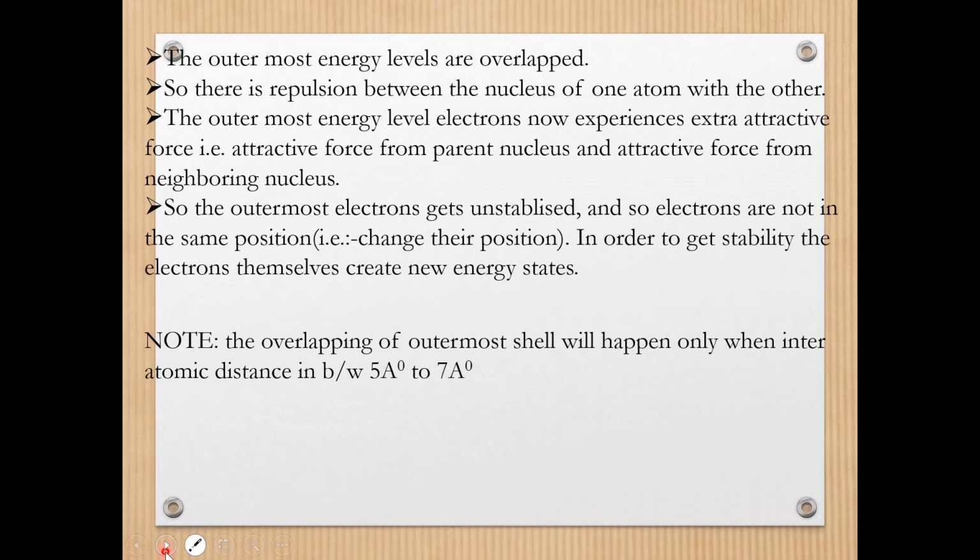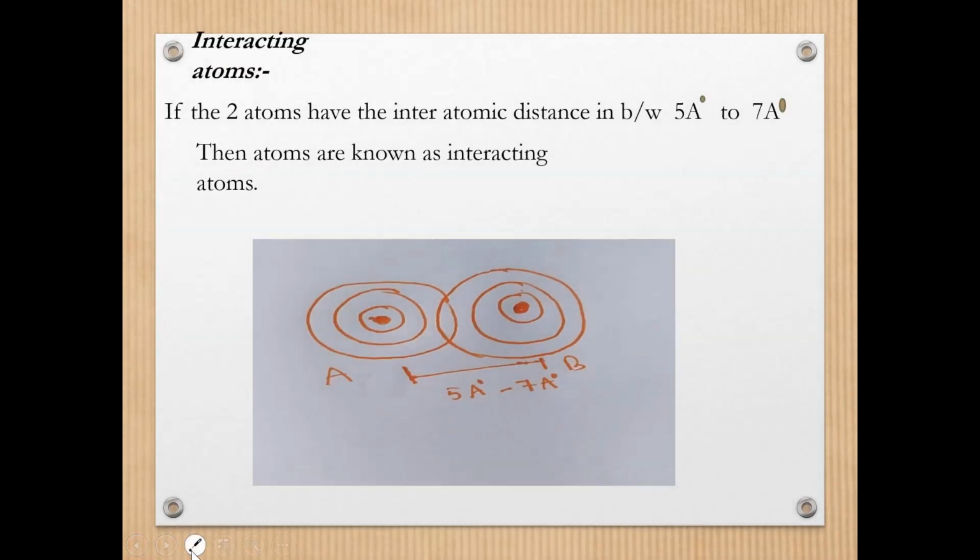So there is a repulsion between the nucleus of one atom and the other, and also the outermost energy level electrons now experience extra attractive force. I will show it.